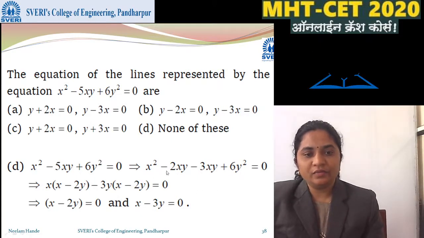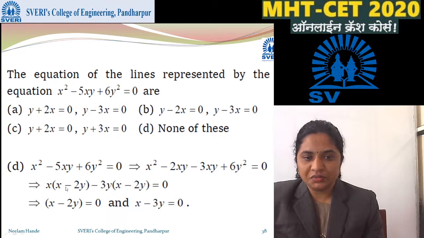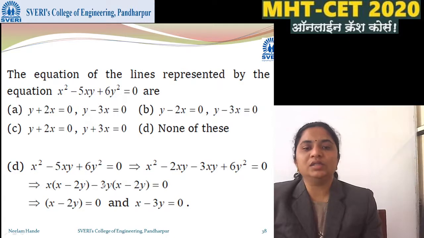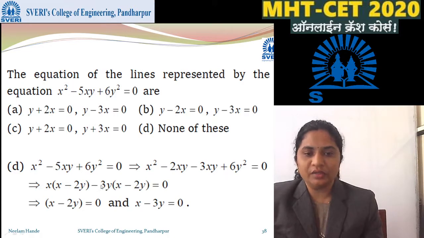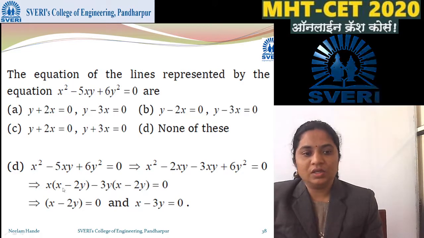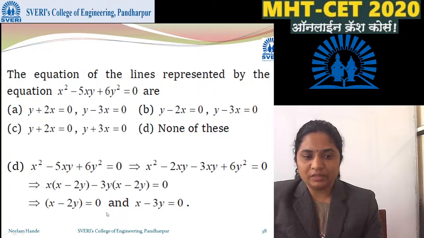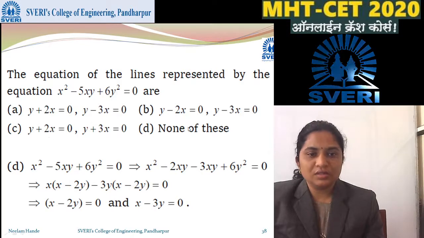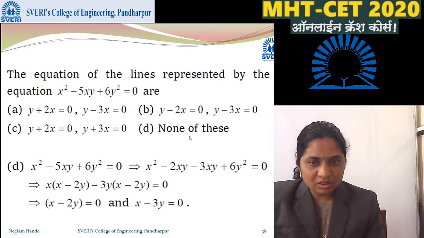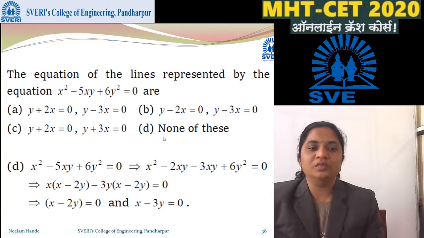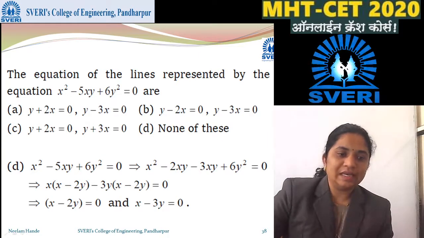So from the first two terms x is common, we take it out, and from the second, 3y is common, take it out. So if we see there, x minus 2y is again common, take it out, and x minus 3y is also equal to 0. So this is, I think, not there in your equation. So none of this is the correct option. The correct lines are these two.